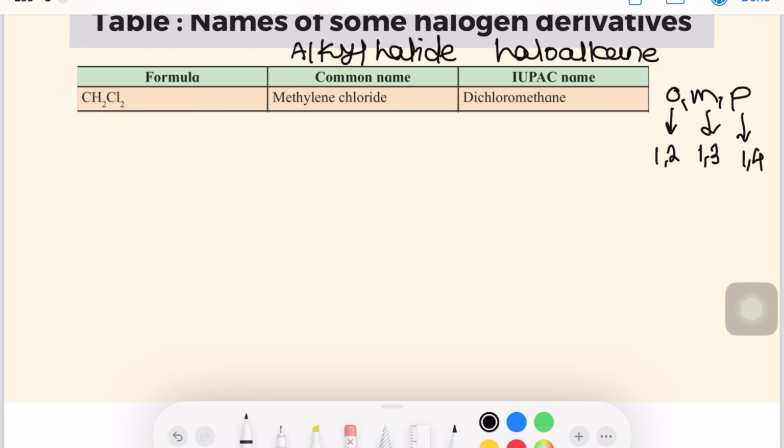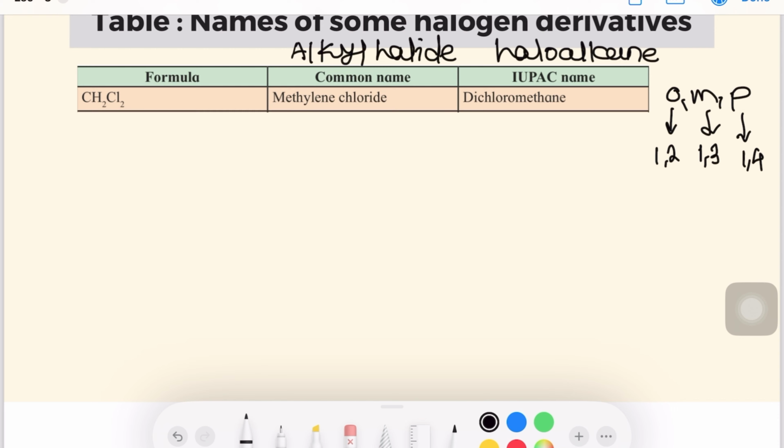I am Tanvi Talekar. In the previous lecture we studied the classification of monohalogen compounds. In today's lecture we study the nomenclature of halogen derivatives. Halogen derivatives are named as either common names or IUPAC names.